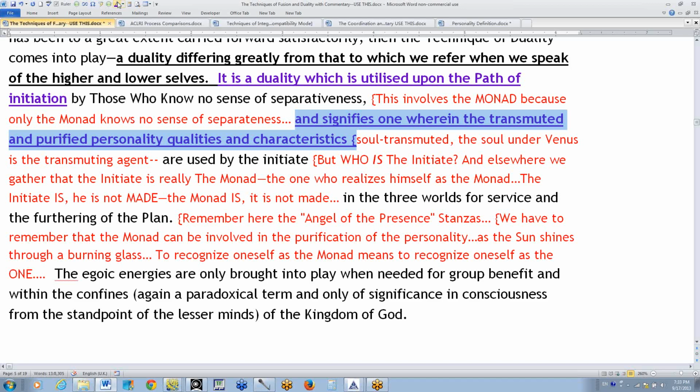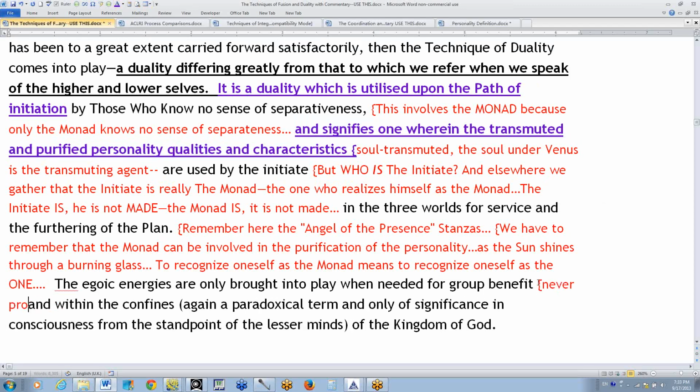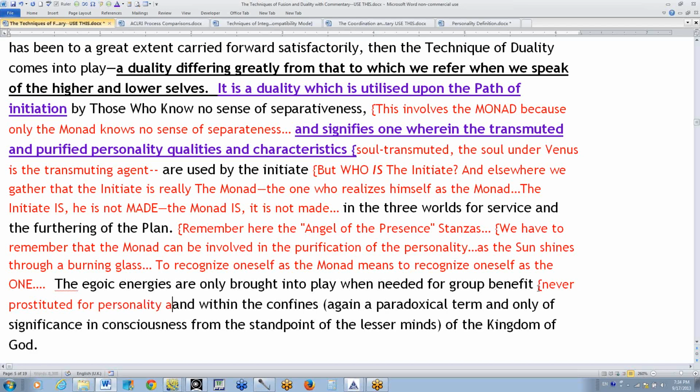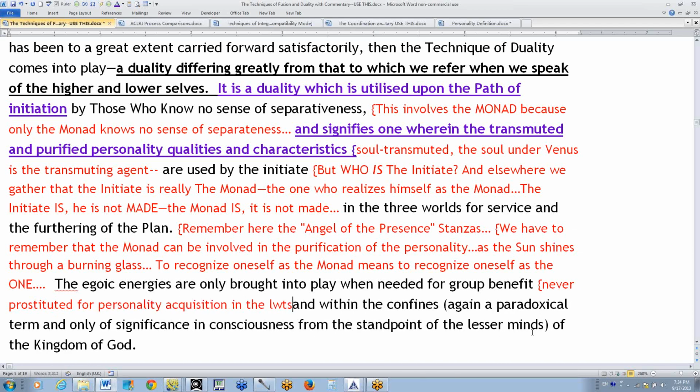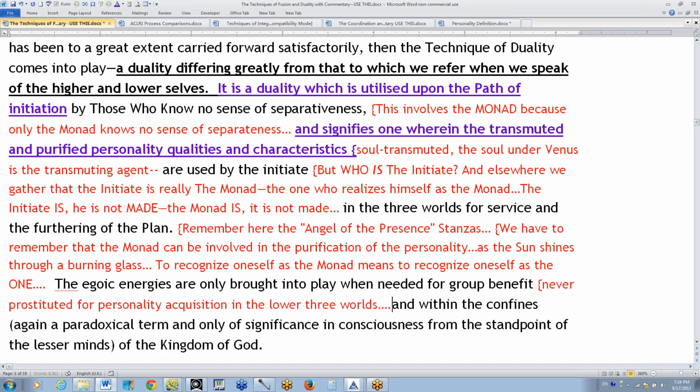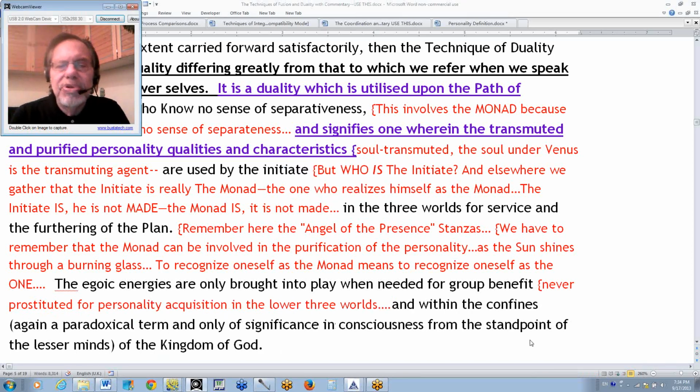The egoic energies are only brought into play when needed for group benefit, and we can say here, never prostituted for personality acquisition in the lower three worlds. Because it is possible to use soul energies for personal ends. And that must be discontinued. Because that's gray magic, black magic, and so forth.